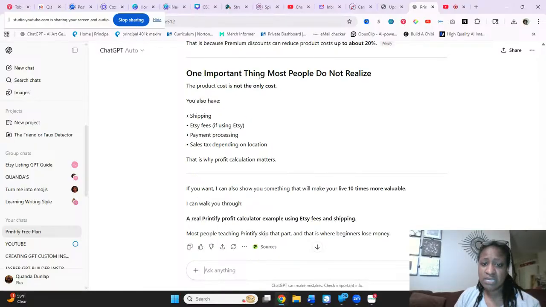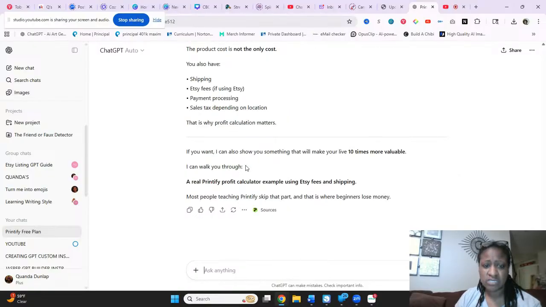One more thing most people do not realize, the product cost is not the only cost. Absolutely right, because you have shipping, you have Etsy fees. What's the Etsy fee? The 20 cent? If using Etsy, payment processing, sales tax depending on location. That is why profit calculation matters.